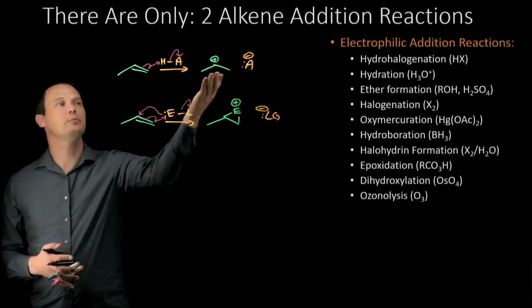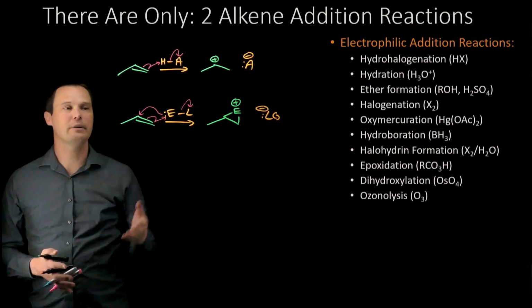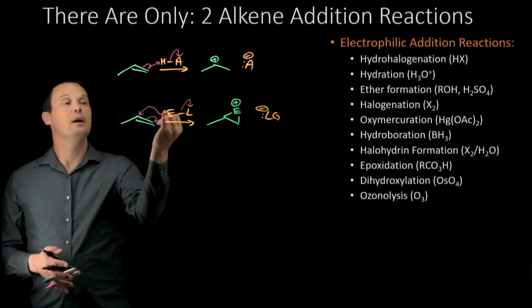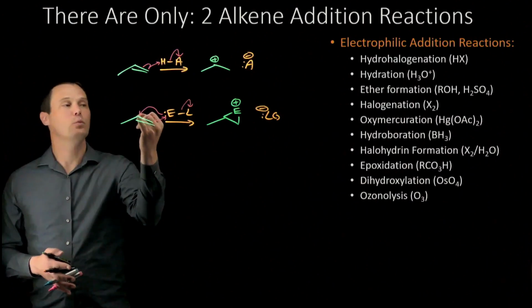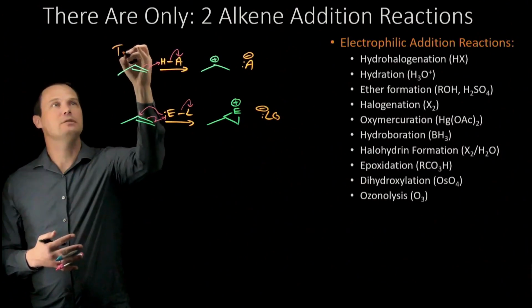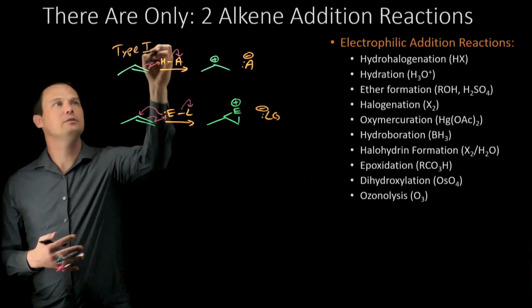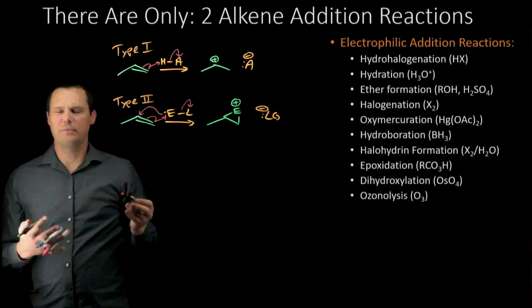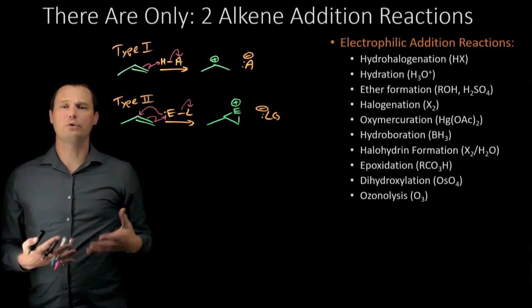One where we attack an acidic proton to form a full carbocation, like Markovnikov's rule, and one where we attack an electrophile with its own lone pair of electrons, which bites back down on where the carbocation would have been to form some kind of cyclic intermediate. I call these types of reactions type 1 alkene addition reactions, and these type of reactions type 2 alkene addition reactions. Again, this is something I made up, but this is a way to organize your reactions.